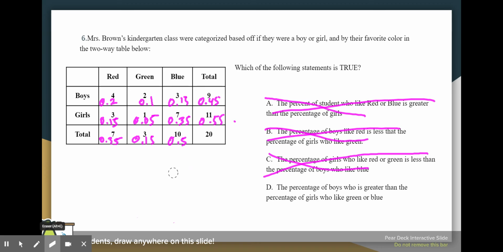It says the percentage of boys who is, there must be something missing, but the percentage of boys, okay, this is supposed to say boys who like blue. So boys who like blue, that's 0.5, compared to the girls who like green or blue.